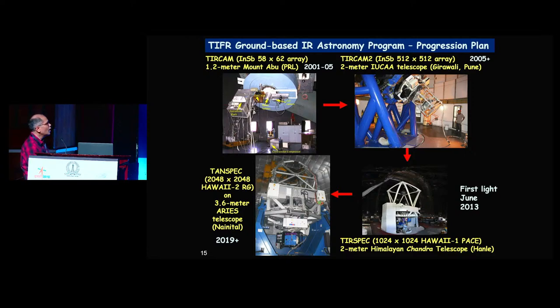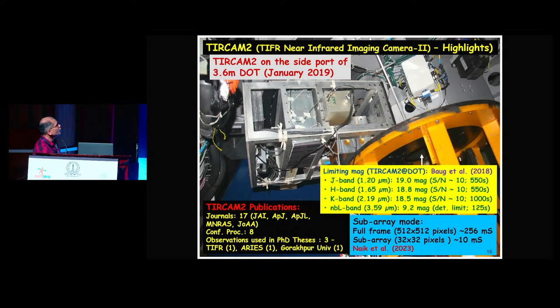Around this time, we realized that we were lacking near-infrared spectroscopy in the country, particularly for the Indian community. And we had an opportunity to develop an instrument for the HCT, the Himalayan Chandra Telescope. So we decided to develop a spectrometer in the NIR waveband for the Indian community by using a 1K by 1K Hawaii-1 array. That was the first generation Hawaii array. And finally, when we had an opportunity to develop an instrument for India's largest telescope, we went to a 2K by 2K S2RG array.